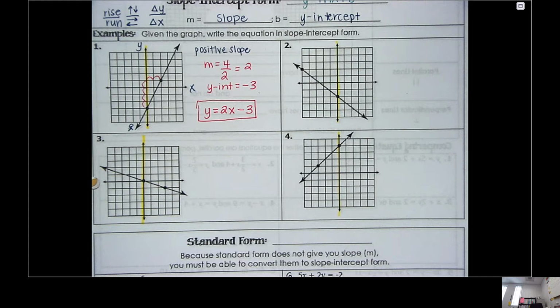Yes, but you're going down 4, right? You're going from left to right. So going down 4 is a negative 4. So think about it, this math is like reading a book, you're going down a hill. So this needs to be a negative 4. You're going down.